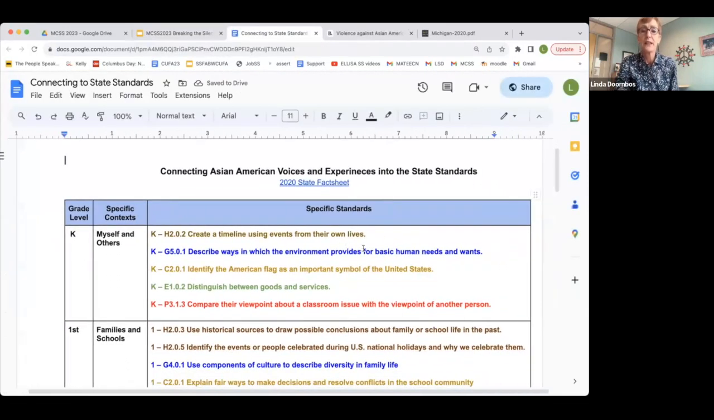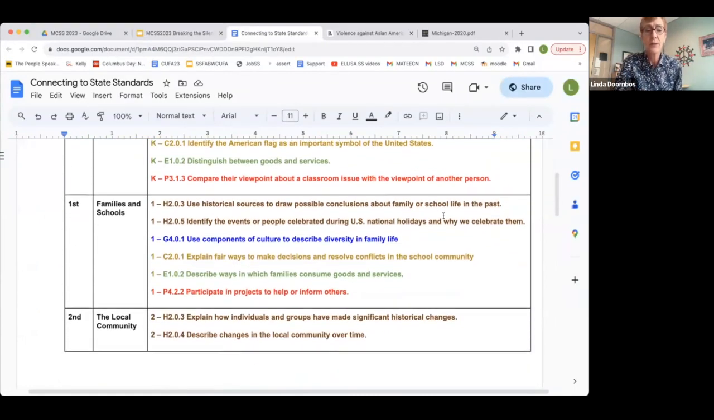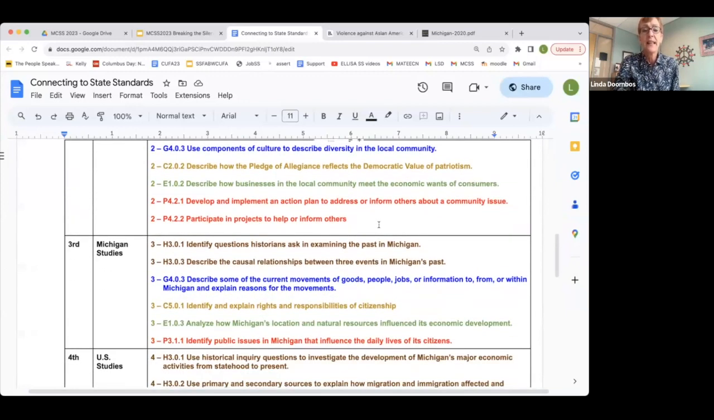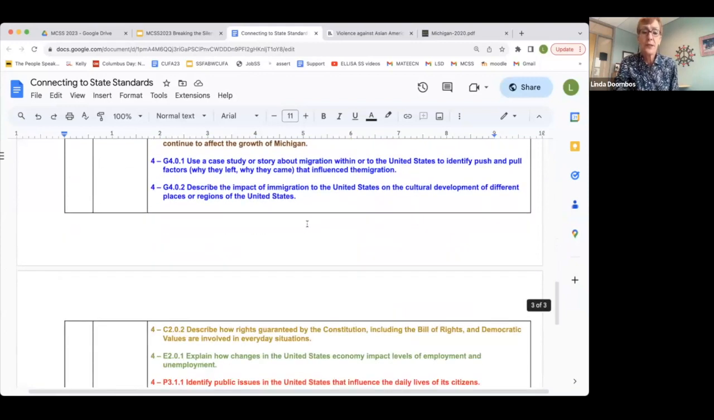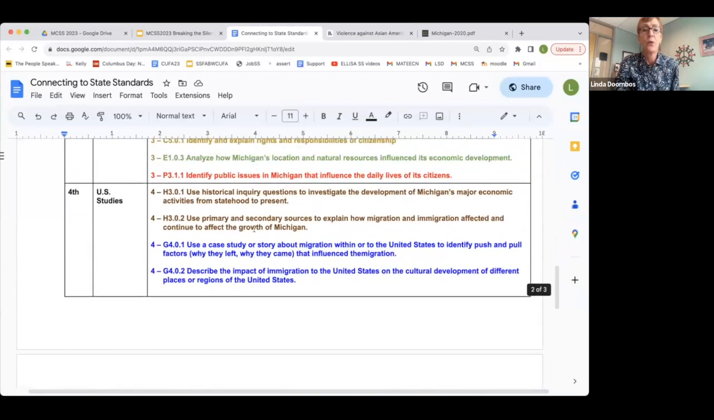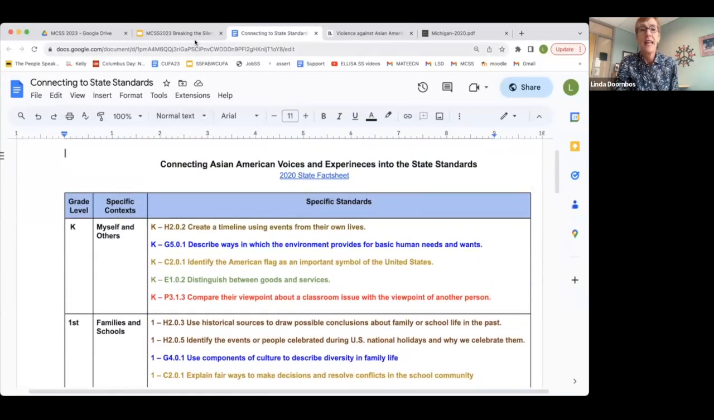And so what I did here was created what I thought was from kindergarten through grade 5, where the standards specifically give us a window into talking about our history, our full history, and to integrate it into what we're doing. So I'm not going to read all that, but do know that that's there, and I'm happy to talk to anybody further about those matching inquiries with those standards.